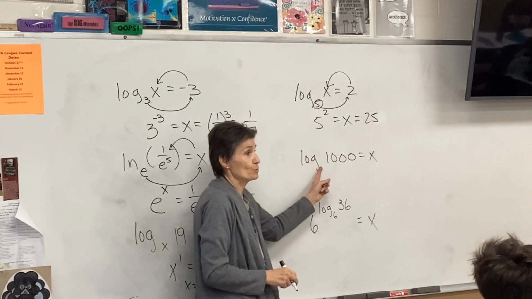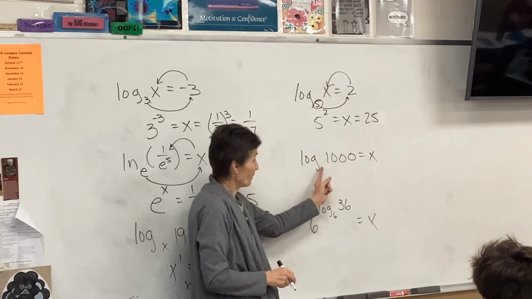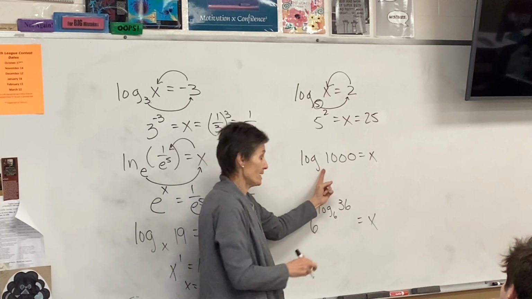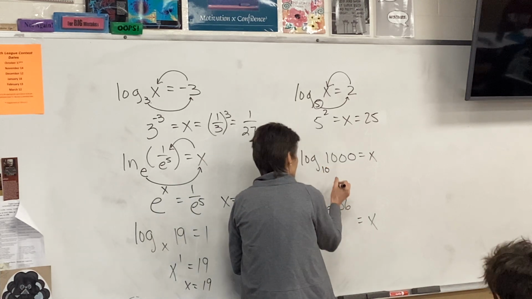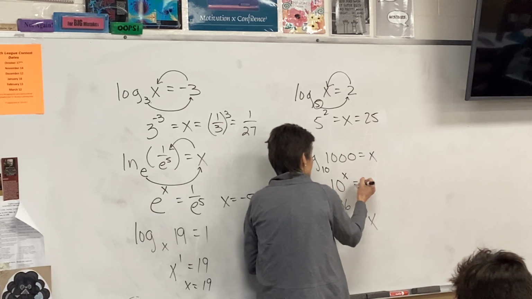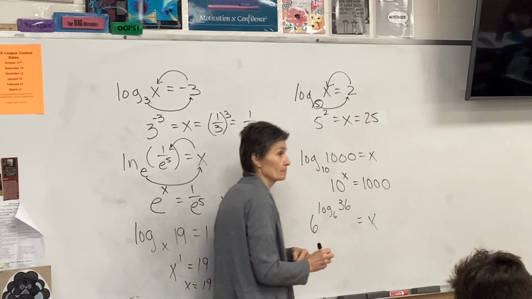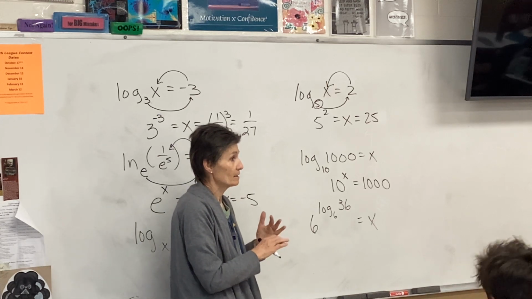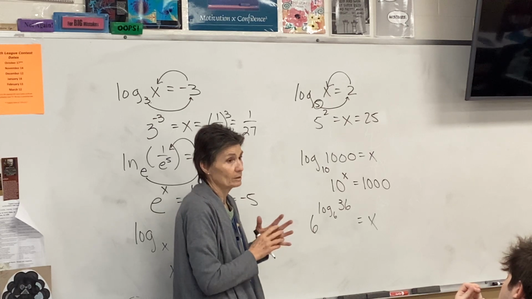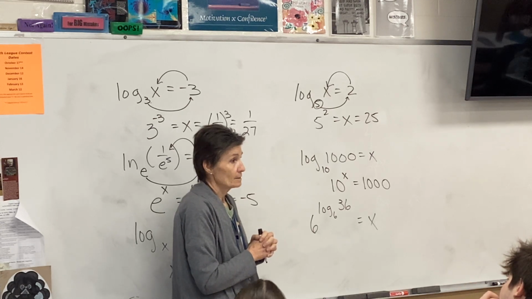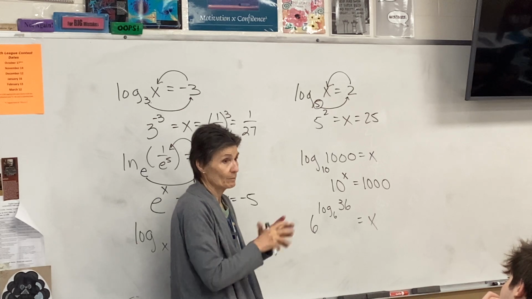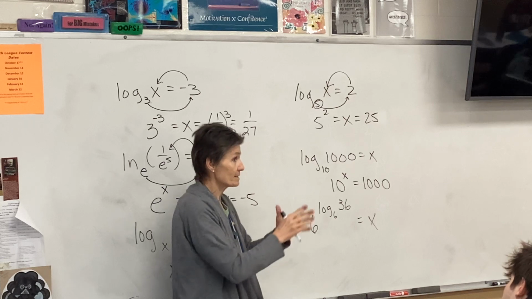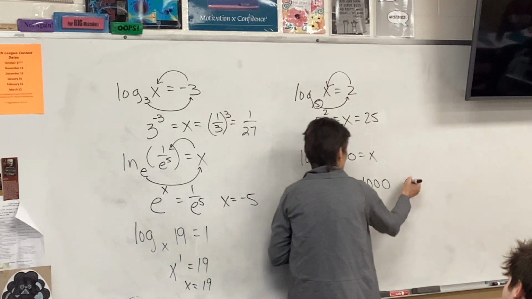Now, here's your LOG. You're supposed to start with this number right here, but it's missing. What is it? 10. So 10 to the x equals 1,000. So how many times do you have to times 10 to get 1,000? 10 to what power? Third? Don't say 10 to the 10th. That would be a whole bunch. That would be big. It's 10 times 10 times 10. 10 to the third. So x equals 3.